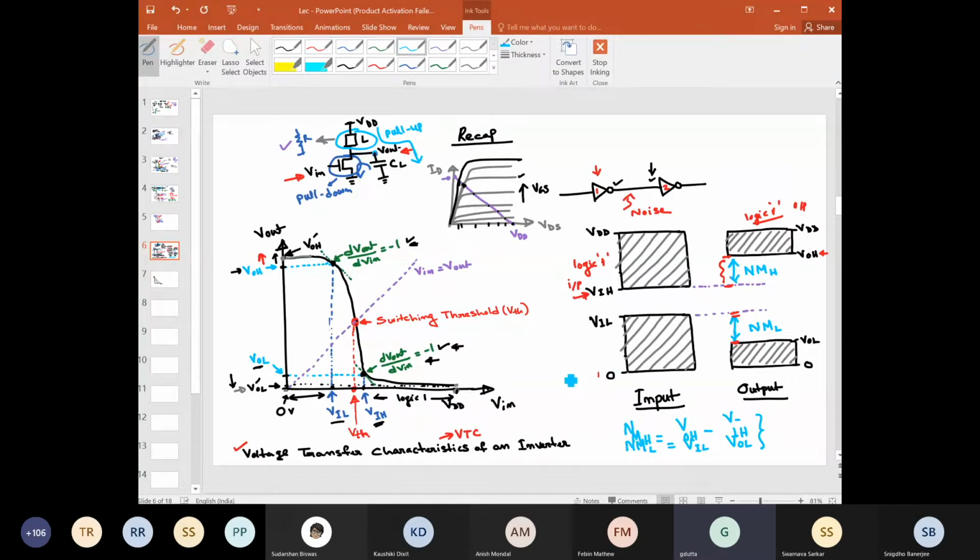So you understand, right? Noise margin high is the difference VOH minus VIH. Noise margin low is equal to VIL minus VOL, right? Okay. So I hope this recap part is clear. I think we took a good amount of time in discussing it again, but I think this time is worth investing for this, right?